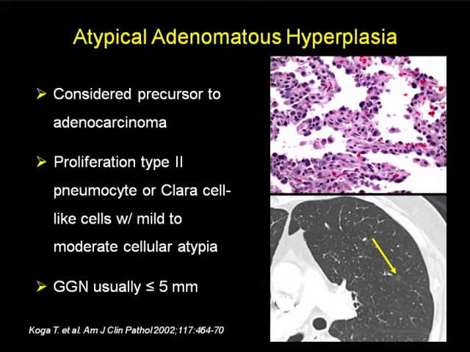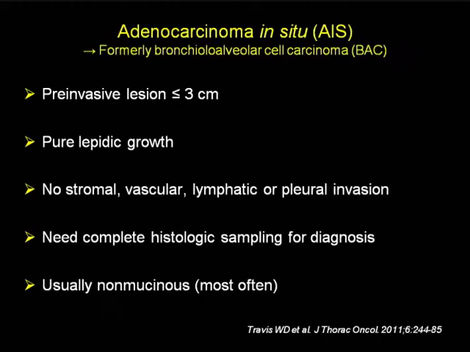Atypical adenomatous hyperplasia is a precursor of adenocarcinoma. On histology, we can see mild to moderate atypical cells along the alveolar septum, and there is no thickening of the alveolar walls. And on CT, small ground glass nodules, usually up to 5 millimeters.